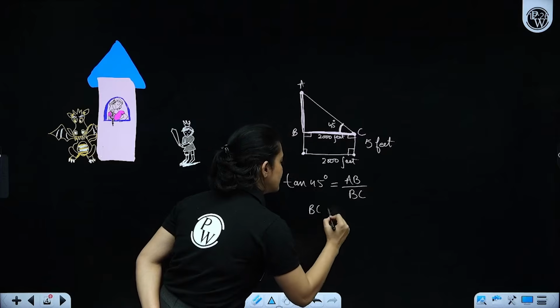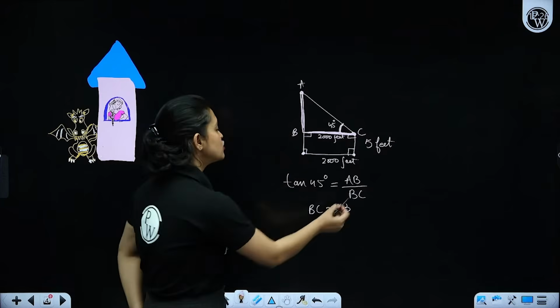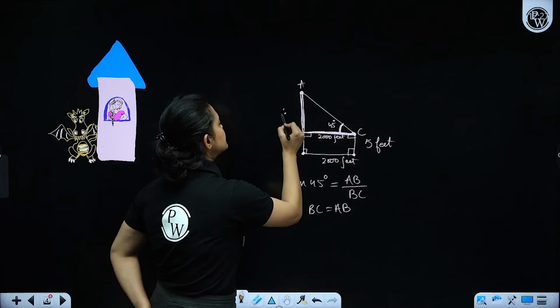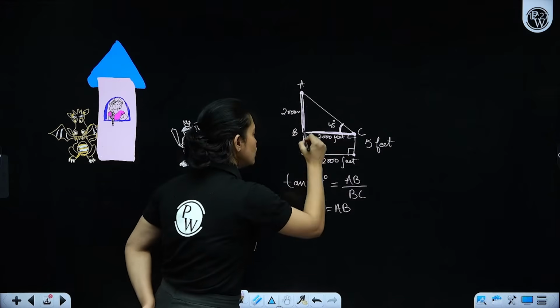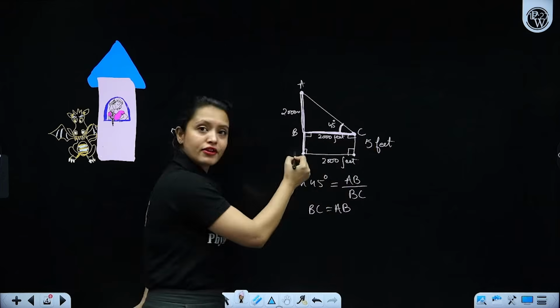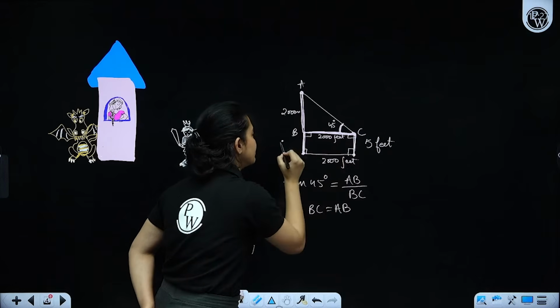As I told you in this chapter, you would need to know all the trigonometric ratios, right? So BC is equal to AB. So that means this is 2000 feet. Okay? Now we already know that this here was a rectangle. So this thing would be equal to this thing here, which is 5 feet.